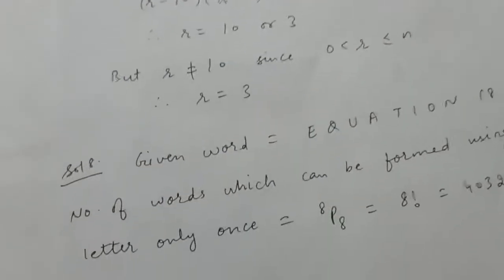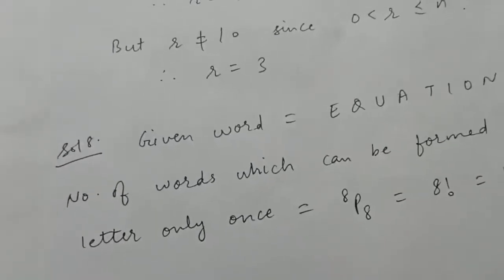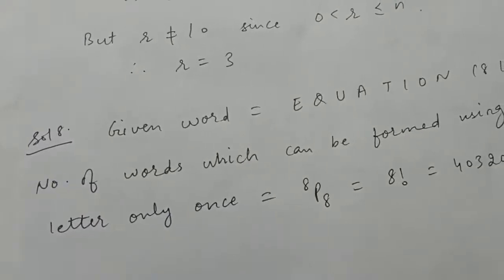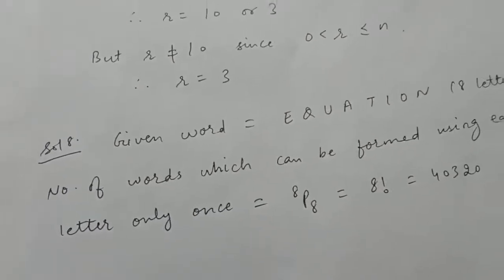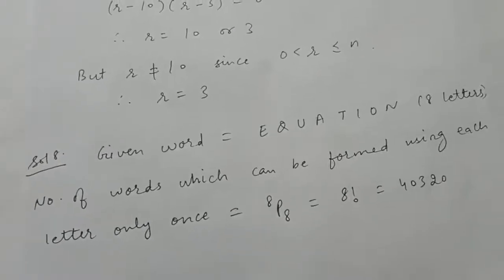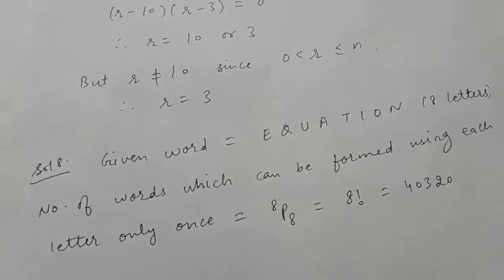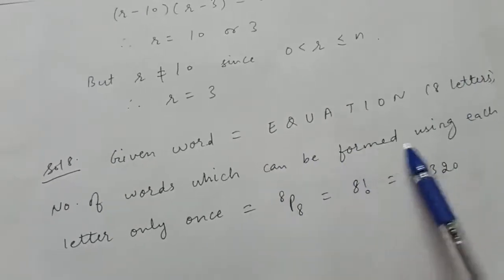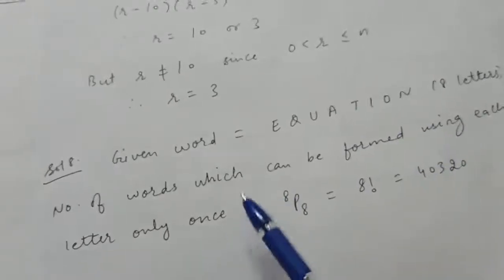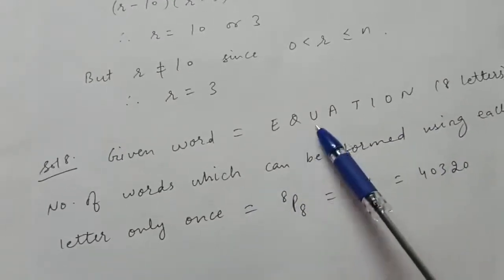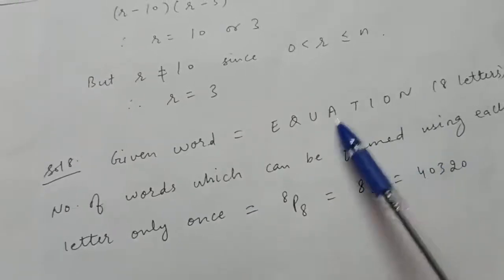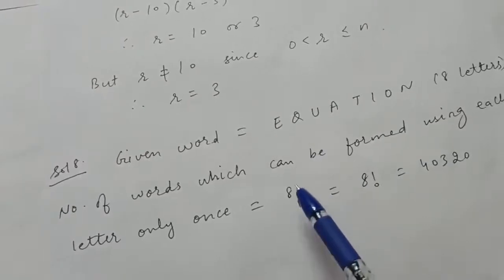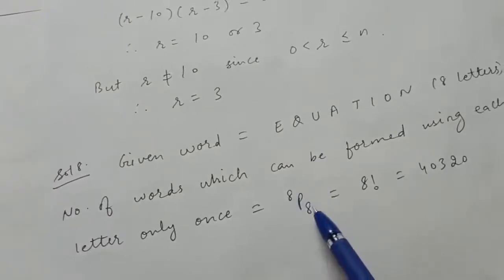Clear? Now in question number 8, they have asked how many words, with or without meaning, can be formed using the letters of the word EQUATION, using each letter exactly once. So you are given this word EQUATION and it contains 8 letters. Now you can see there are 8 letters, that is 8 objects, and all these are different, and at the same time we have to use all the letters. So n is also 8, r is also 8.